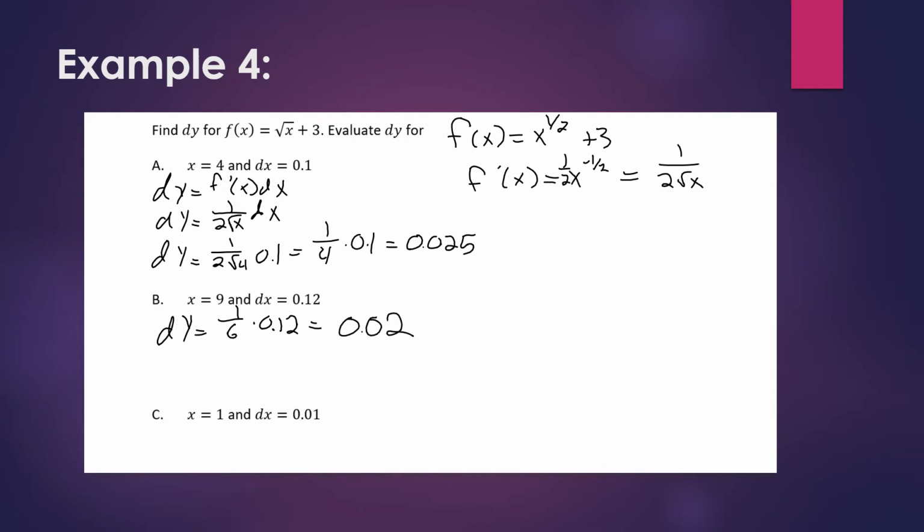And then they say let x equal 1 and dx is 0.01. So the square root of 1 is 1, so it's going to be 1 over 2 times 0.01. So that's going to be 0.005.